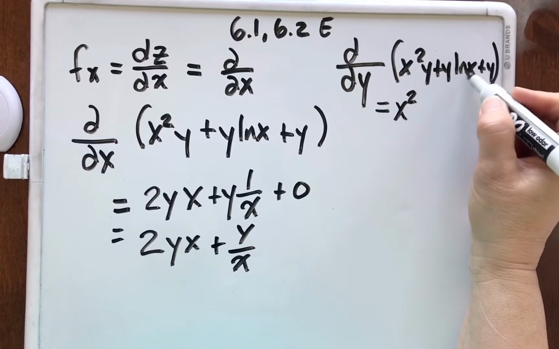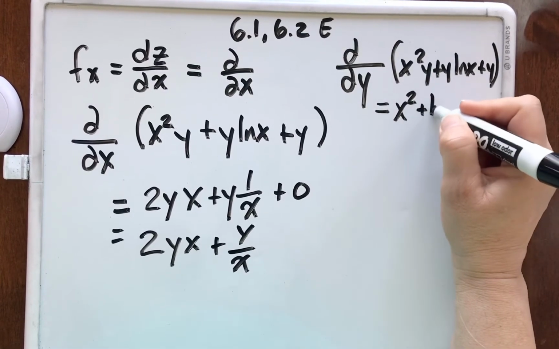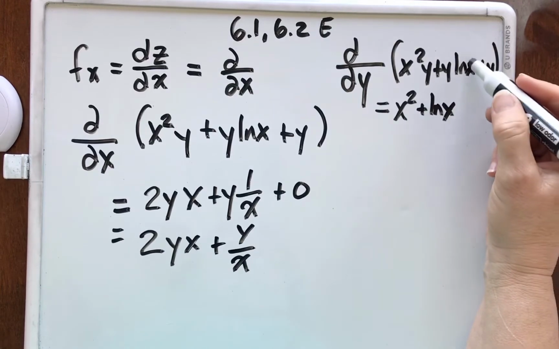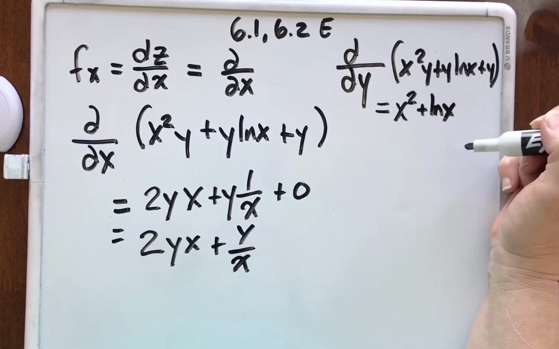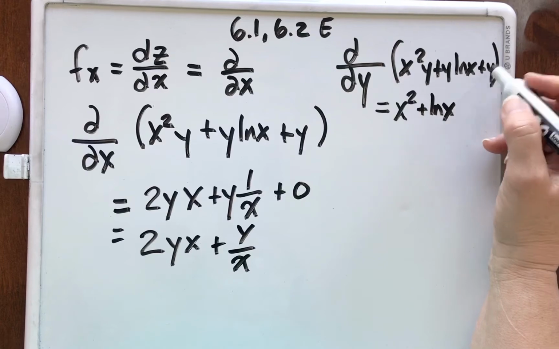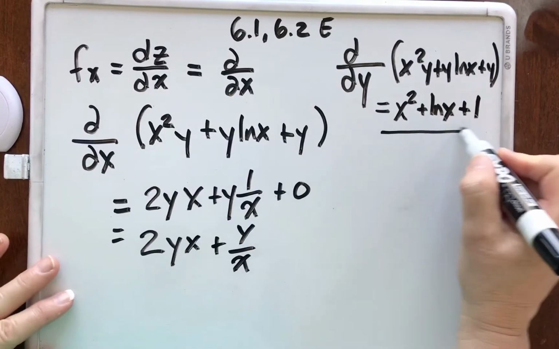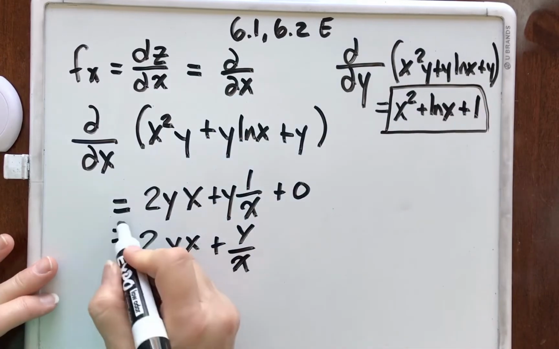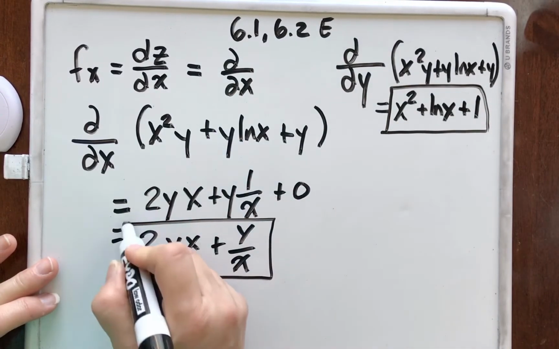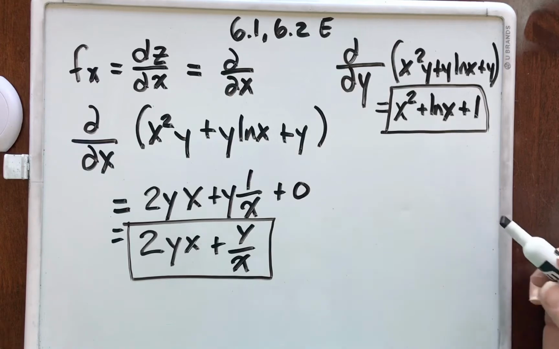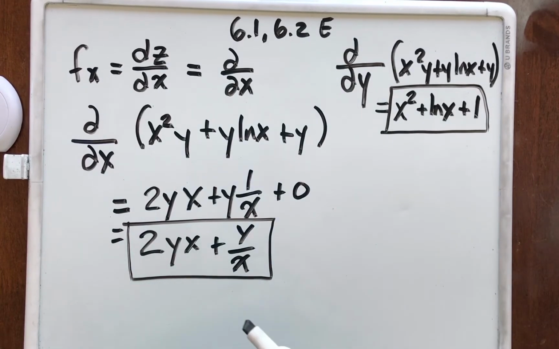Y is the variable, x is the constant. So once again, the derivative here would just be ln x, because x is the constant, so ln x is a constant. And the derivative of y is just 1. Okay, so notice we have two different answers, which makes sense because we're making two different slopes for two different tangent lines going through the same point. Okay, let's do another problem.